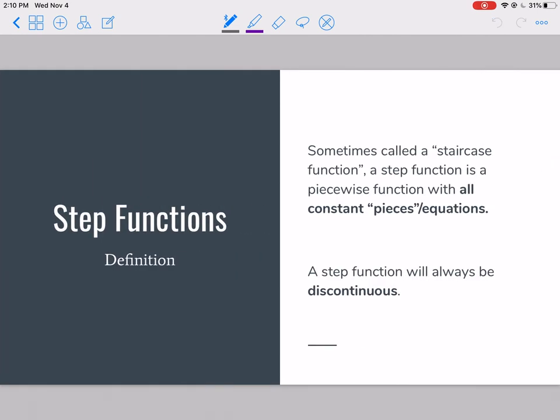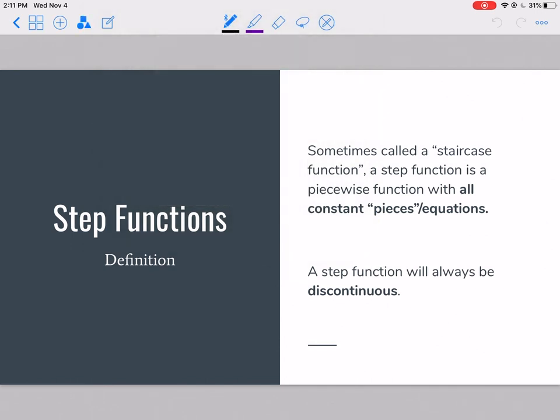Okay, one more thing to go over, just briefly. You're not really going to do a ton with this in college algebra, but we just want to expose you to it a little bit because you will see it in pre-calc if you go into pre-calc next year. So step functions, they are a special type of piecewise functions.